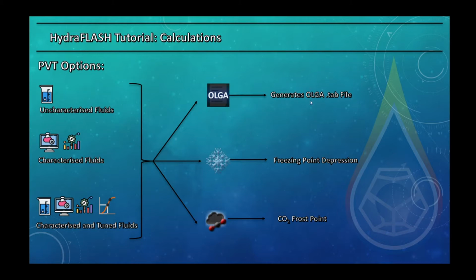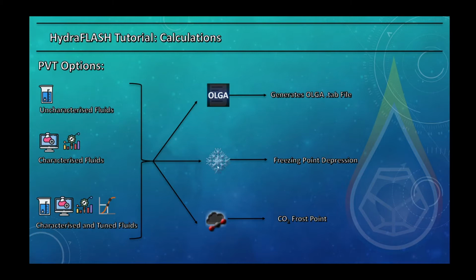This Olga module generates an Olga.tab file, which is used in compositional Olga simulations. You just need to give the fluid and the range of pressures and temperatures, and it generates a tab file for that fluid over those specified ranges of pressures and temperatures.